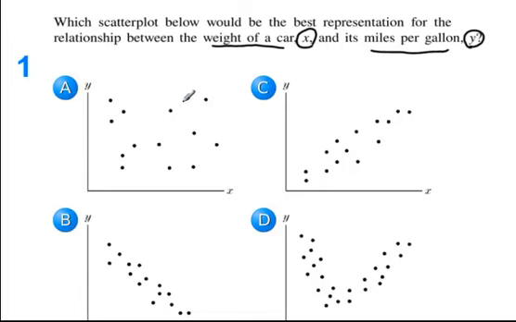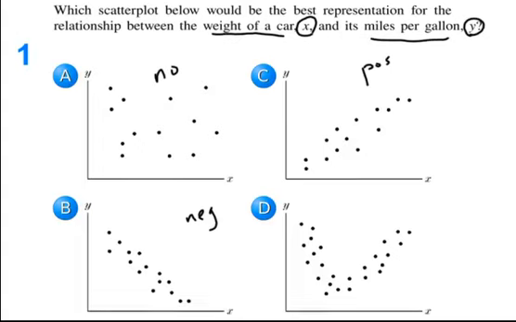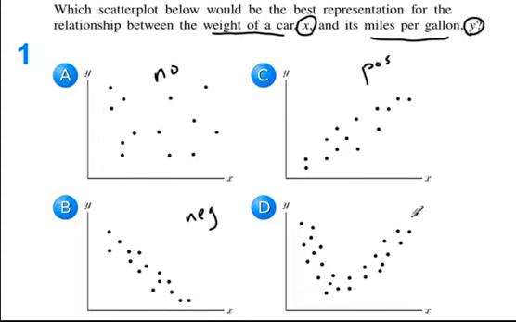So if we look at our scatter plots, this has no correlation. This one is a positive. This one is a negative. And basically this is a positive, negative. So this basically is no correlation either, because there has to be a trend.